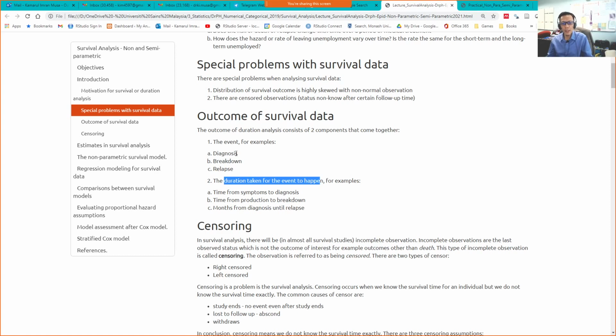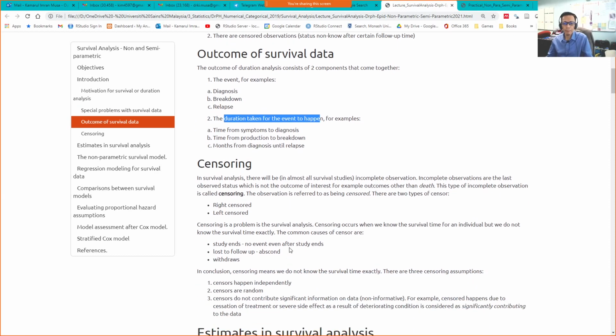If we have only the event, such as diagnosis, cancer or non-cancer, breakdown yes or no, relapse yes or no, without duration, then we can't do duration analysis. Instead, we will do logistic regression, for example.